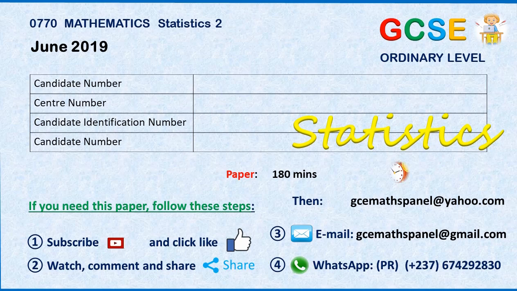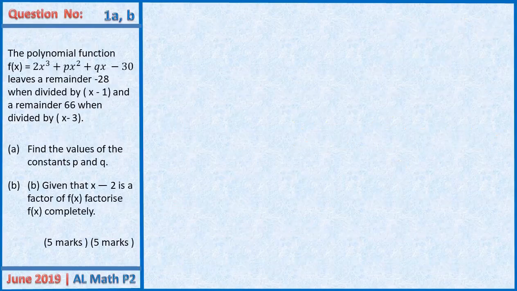Let us begin with the first part of this question. I am Evina, the PR, presenting the script. The polynomial function is defined as that and leaves a remainder of minus 28 when divided by x minus 1 and a remainder of 66 when divided by x minus 3. Find the values of the constants p and q.